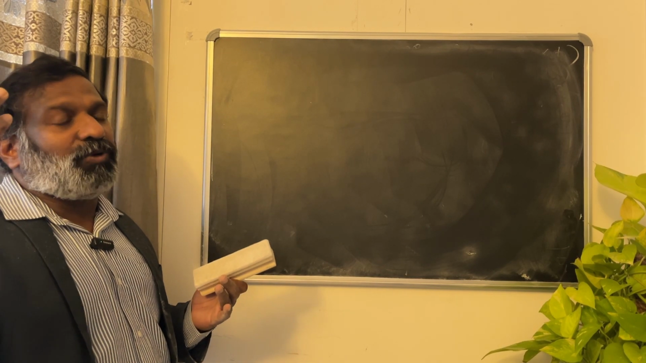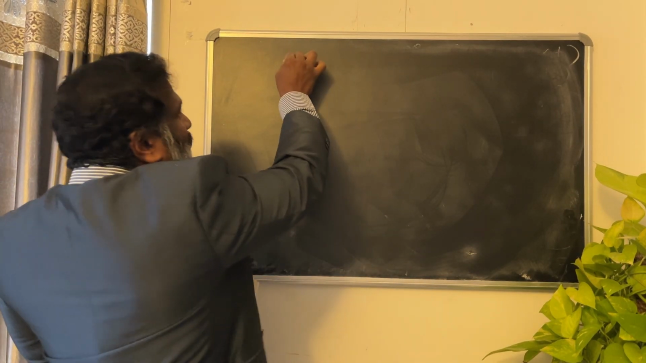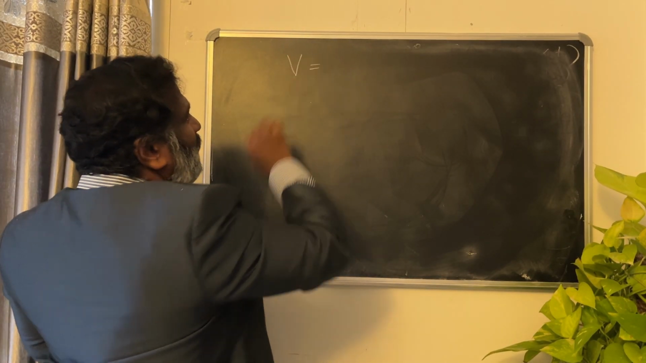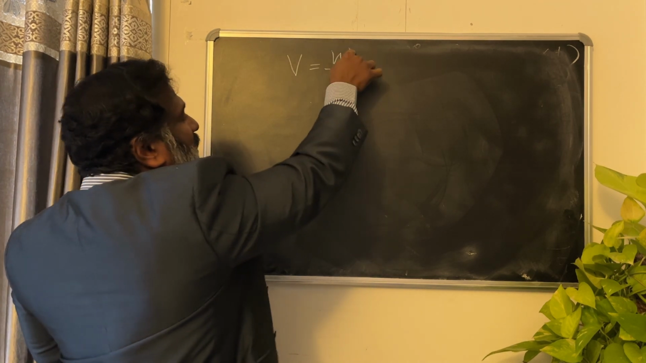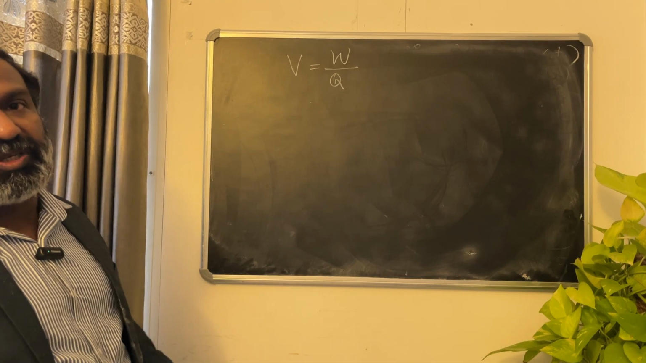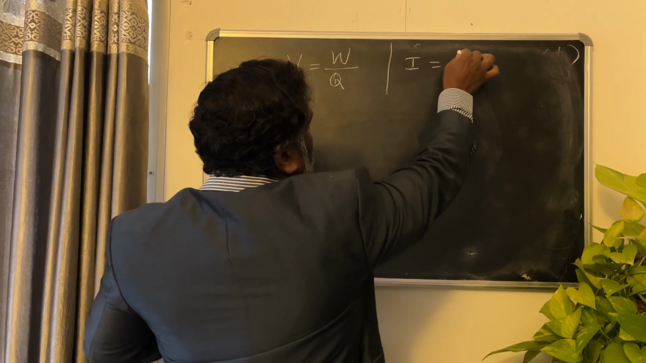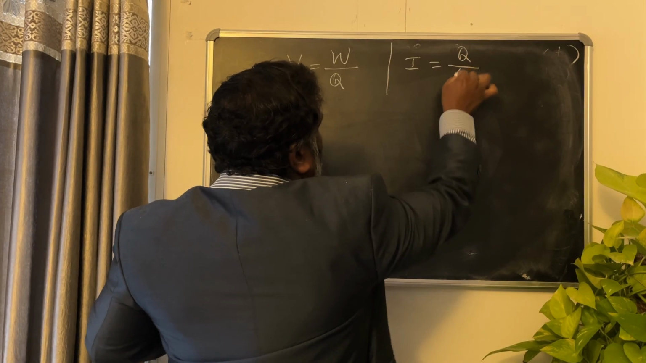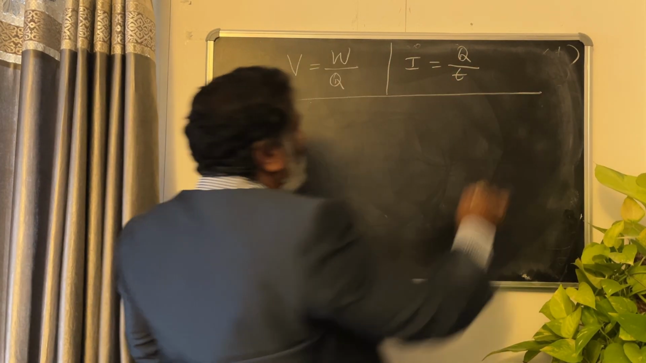In the first class we have studied about voltage and current. What is voltage? What is the formula to calculate voltage? Just tell me the formula. Work done in charging a particle. So work done by charge. Voltage equal to work done by charge. And what about current? Rate of flow of charge. So charge divided by time is current. This is what we have studied in our first lecture.